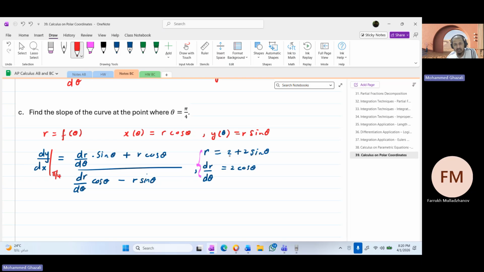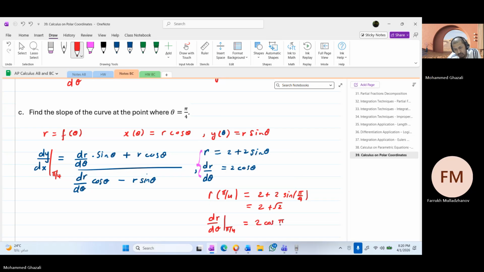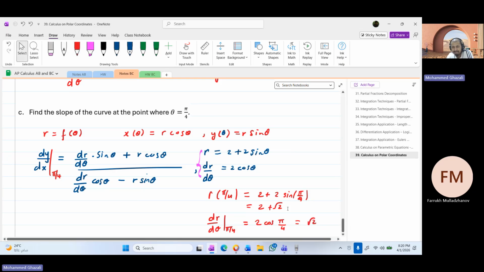At 45 degrees, R evaluated at pi by 4 is 2 plus 2 sine pi by 4. Sine of pi by 4 is root 2 over 2, isn't it? So you're just going to get 2 plus root 2. Are we good? Dr d theta evaluated at pi by 4 will just be 2 cos pi by 4. That's root 2 over 2. The 2's cancel out, right? So just root 2. Makes sense?